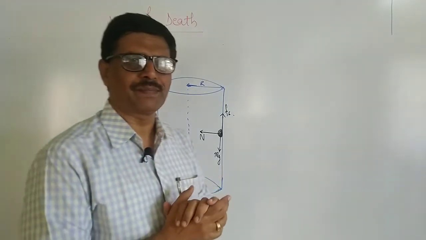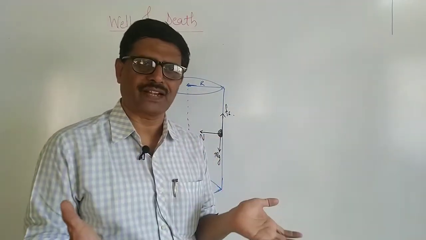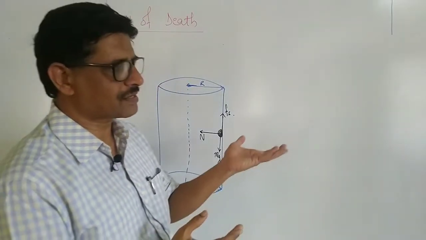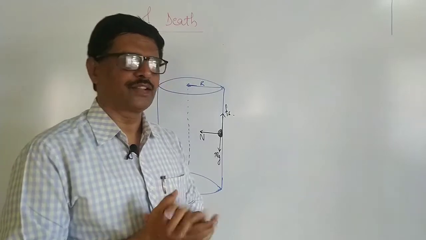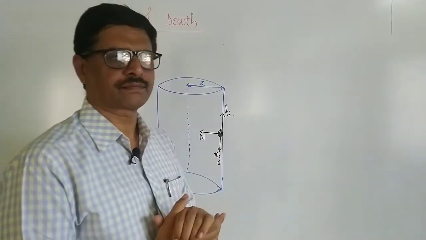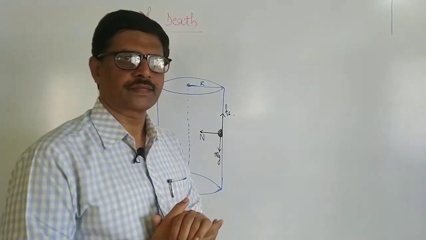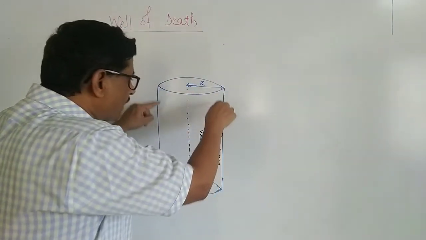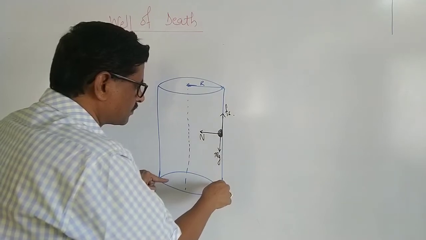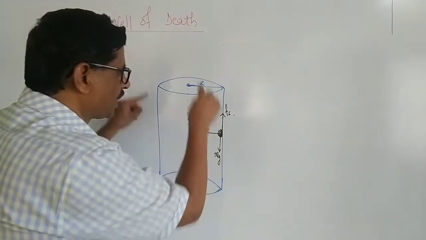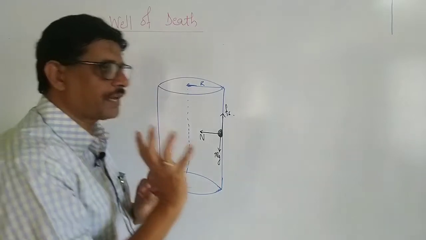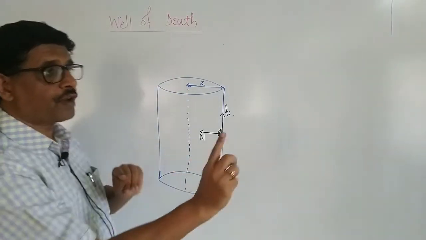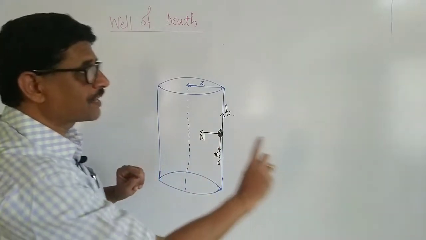For that, one must know what we mean by the death well. Many of us might have seen the death well in the circus or in the fairs in your town or village. Death well is nothing but a vertical circular wall in which the stuntman with his vehicle performs a horizontal circular motion.